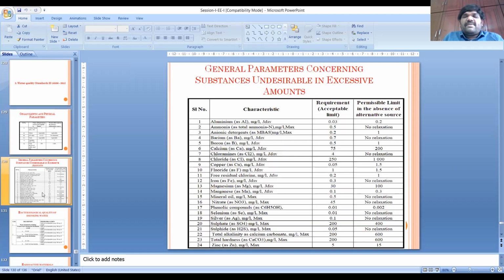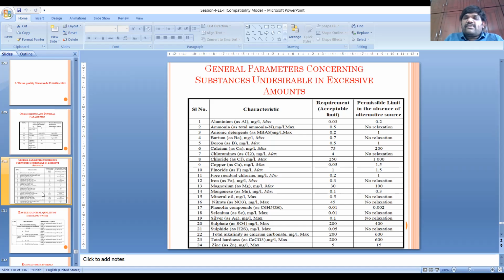Next, general parameters, which you may also call chemical parameters. Looking at all the parameters: aluminum as Al, milligrams per liter, 0.03 is the acceptable requirement, and the permissible limit in the absence of alternate sources is 0.2. Ammonia as total ammonia, milligrams per liter, is 0.5 with no relaxation. Anionic detergents as MBAS, milligrams per liter, 0.2 and 1. Barium as Ba, milligrams per liter, 0.7, with no relaxation in the absence of an alternative source. Boron as B, milligrams per liter, 0.5 and 1.